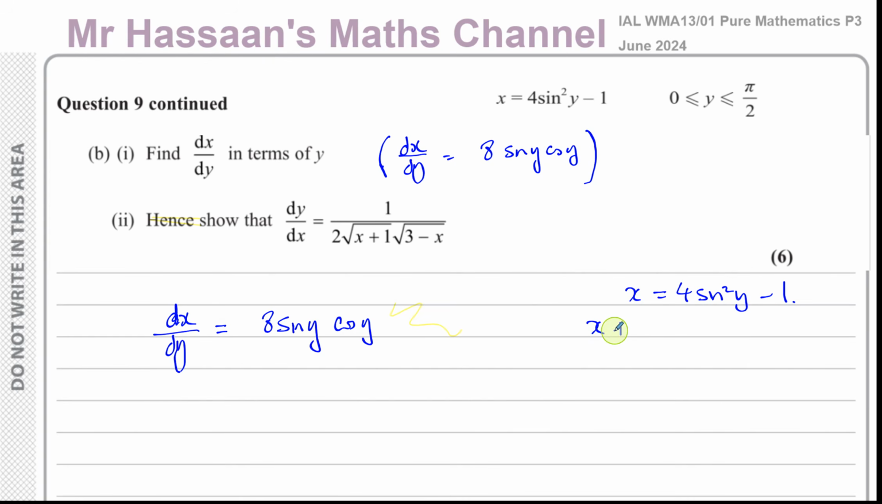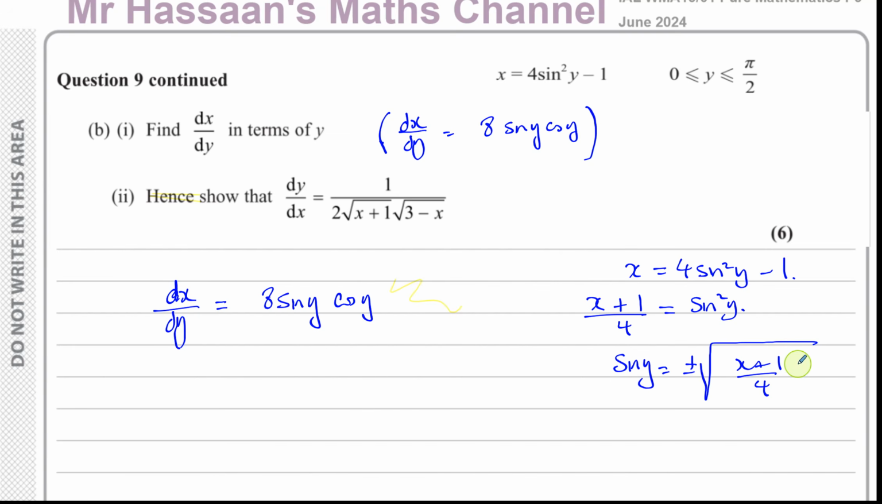So I have to add 1 to both sides and divide by 4. That will give me sine squared of y. And I know that the sine of y is going to be plus or minus the square root of (x plus 1) over 4. Now, because y is between 0 and pi over 2, the sine of y will always be positive. So I can say that the sine of y is just the positive square root of (x plus 1) over the square root of 4, which is 2. Okay, so that's the sine of y.